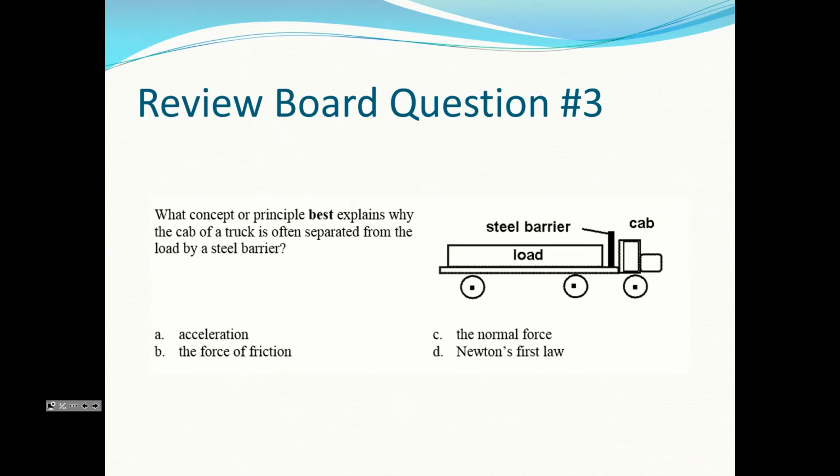What concept or principle best explains why the cab of the truck is often separated from the load by a steel barrier? So if this truck comes to a stop, what's going to happen is this load here is going to want to stay in motion, right? Newton's first law says that objects in motion stay in motion. So if there's not enough friction between here, this load will keep going and it'll go through the cab, and that would be not good. So that's why they have the steel barrier to protect the person inside of there. So Newton's first law is the best way to explain that.